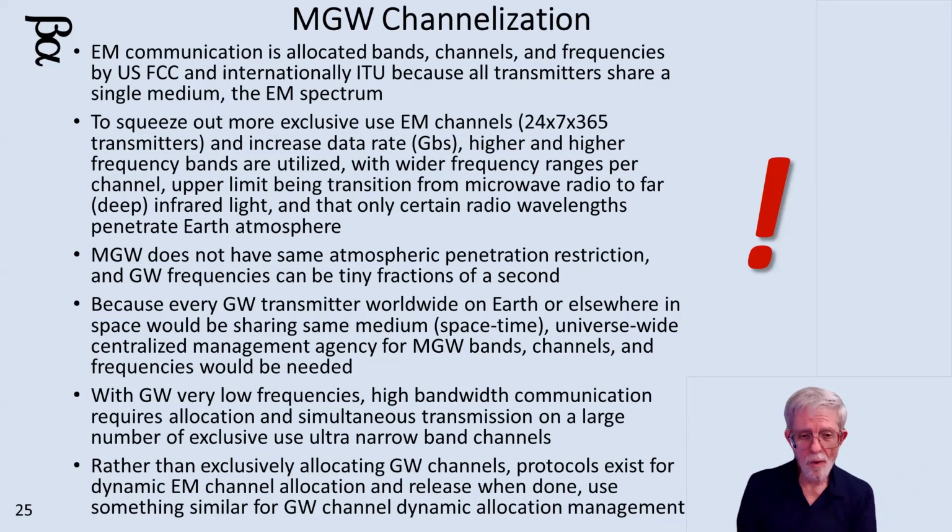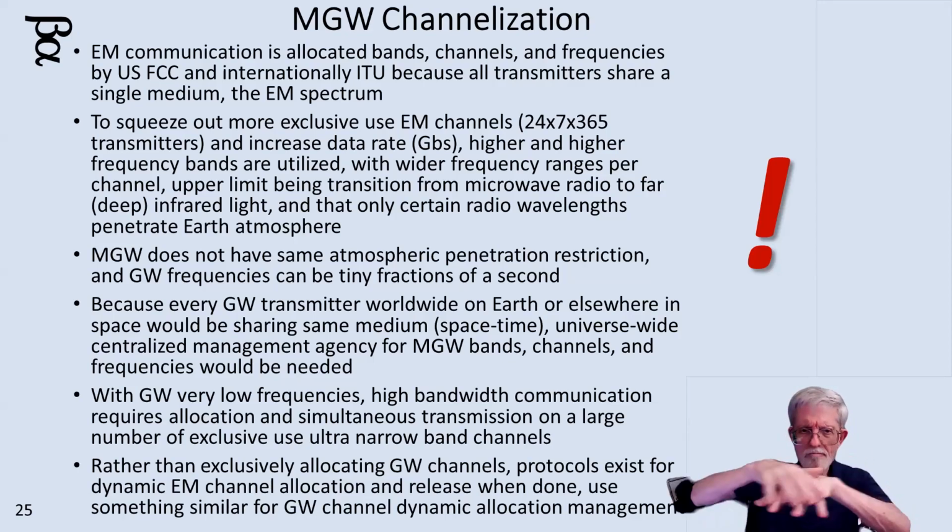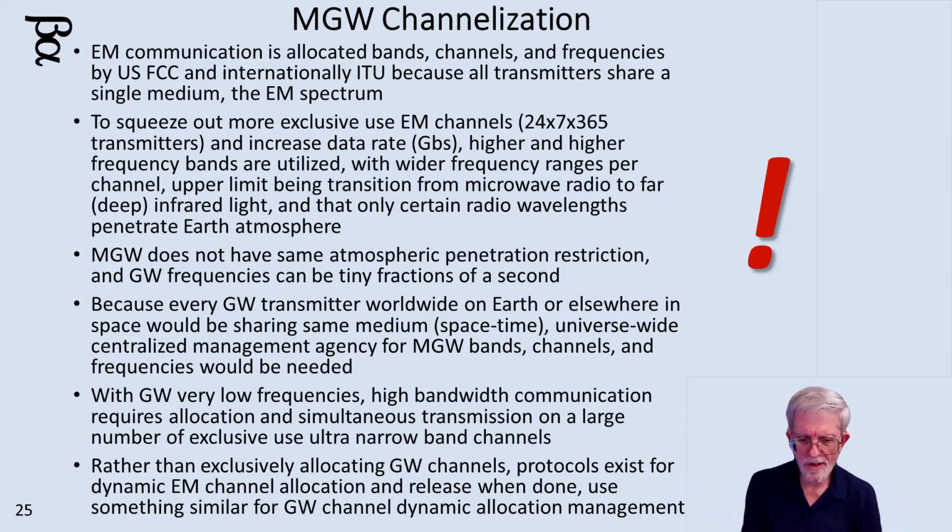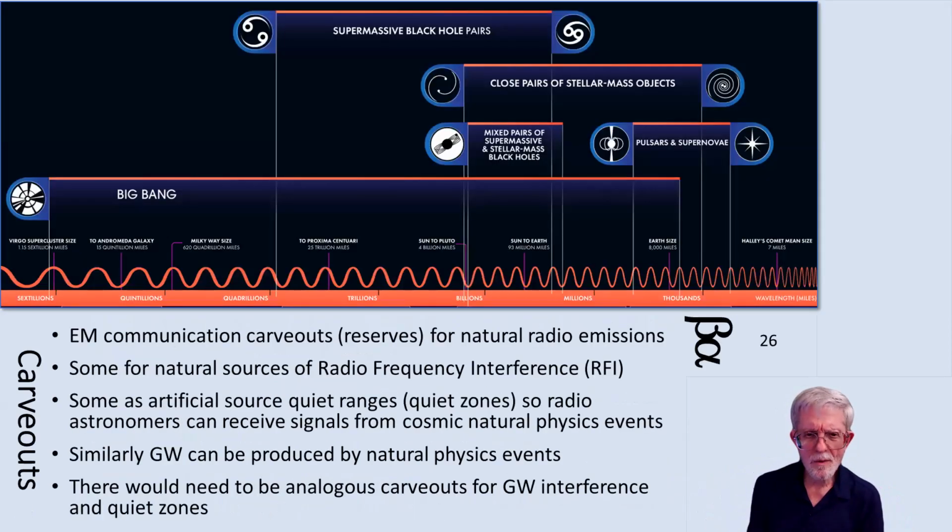So if we want to do the same thing with gravity waves, we need to start thinking now about what would be the channelization. Who would be the organization that would say what channels you can transmit on and how many, who gets what channels if you want to transmit a bunch of channels bonded together to get more data throughput. So how would we know what frequency we want to use initially for gravity waves?